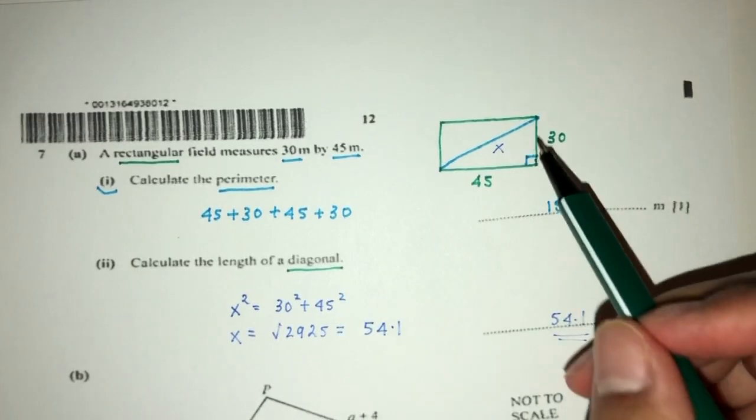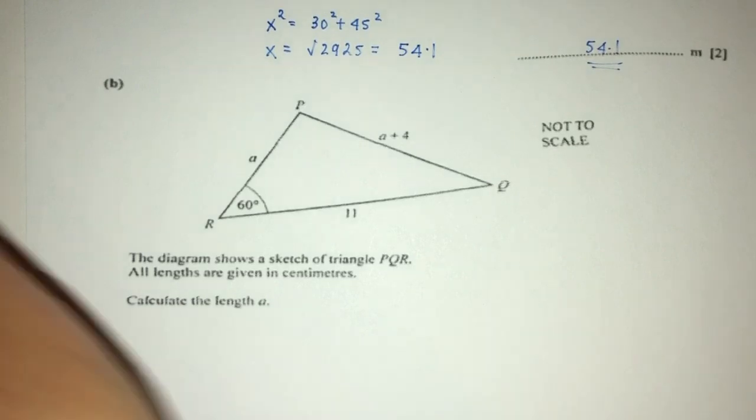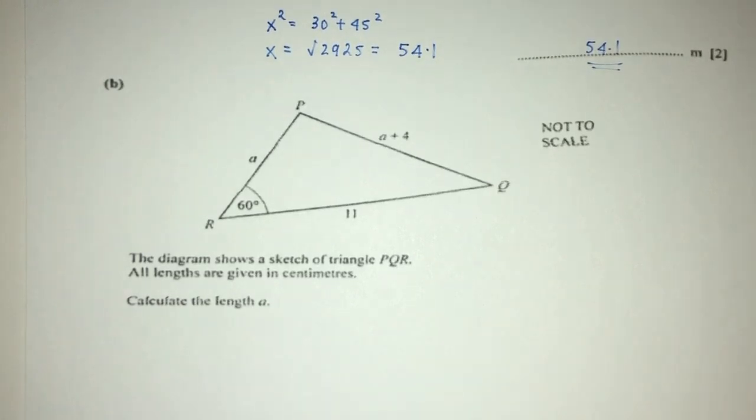So as you can see, you can draw something to help you understand what you need to find for this question. Now let's move on to part B of the question. The diagram shows a sketch of triangle PQR. It's a triangle, okay? Now all the lengths are given in centimeters. We have to use this information to find the value of A.